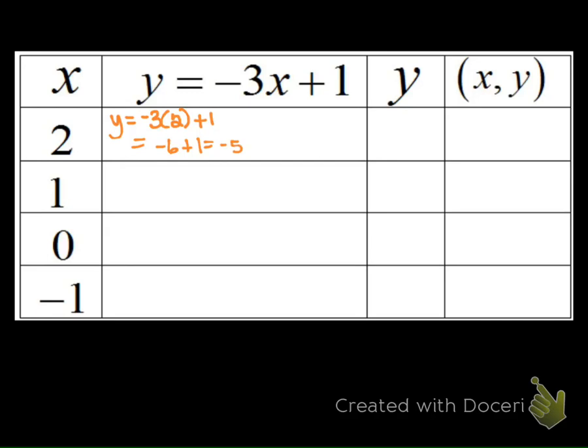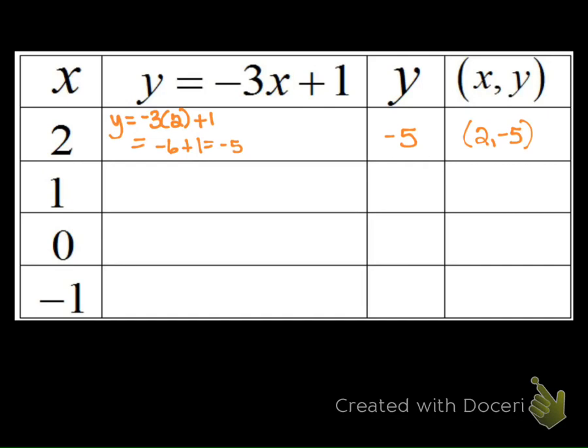Now, because my output column, or my y column, doesn't say f of x or g of x or anything else, it just says y, I can just put my answer for y. I don't have to worry about writing anything extra. So what's my value of y equal to? -5. And then Danielle, what's my ordered pair going to be? Perfect.